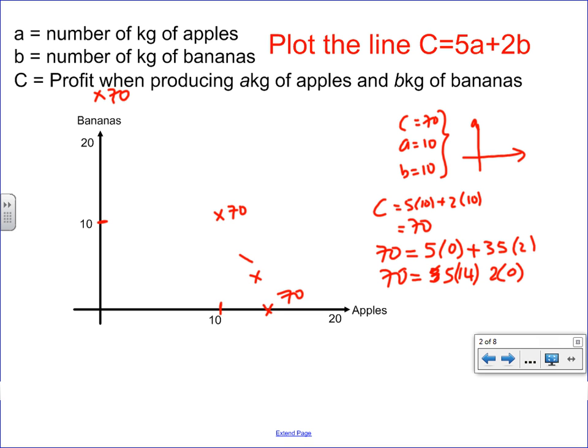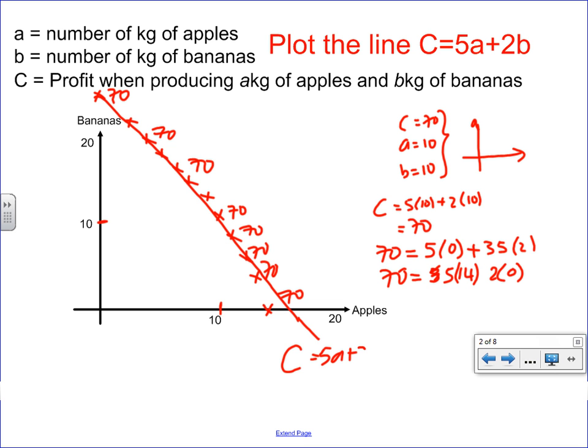And in fact, there's infinitely many combinations of apples and bananas, all of which would produce a profit of £70. So what we can do is draw a line. It's obviously not going to be a very straight line, apologies. We can draw a line like that, and that line represents the profit being specifically 70. I could equally have done that for 50 or 10 or whatever, and then I would have got another line down here or another line down here.